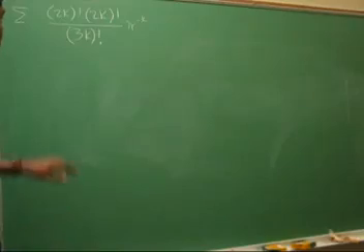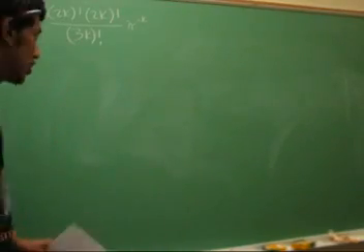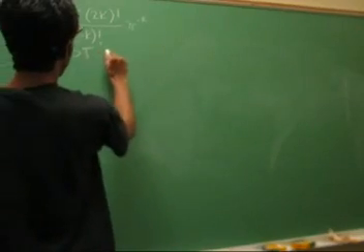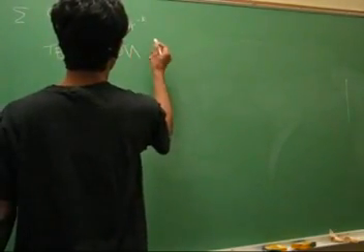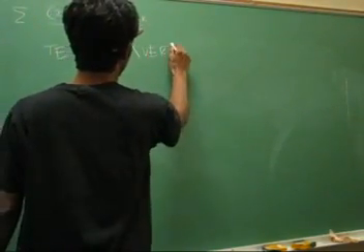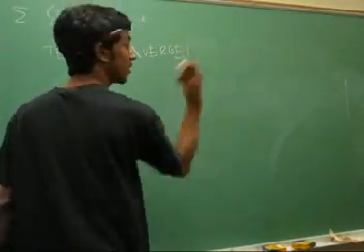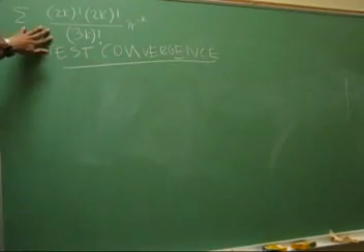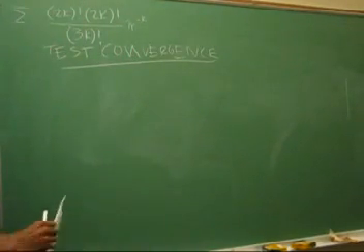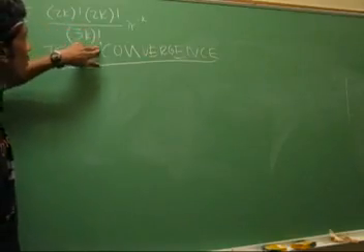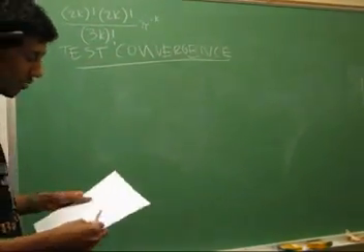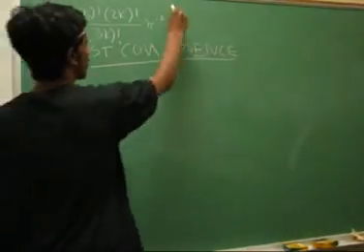Alright, so we have this problem, test for convergence. We're pretty much going to try to figure out if this problem converges or not. One of the first things, since it has a factorial, that should be an automatic hint to use the ratio test to see if it converges.